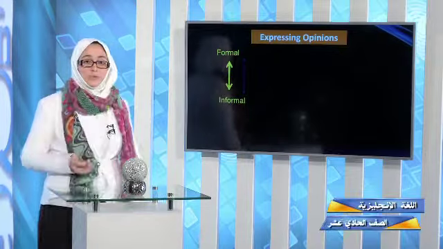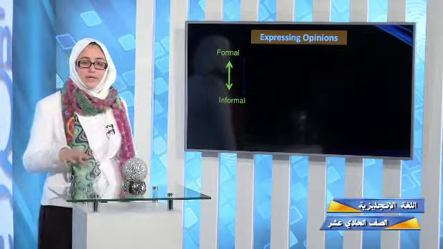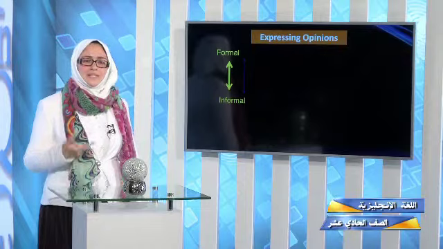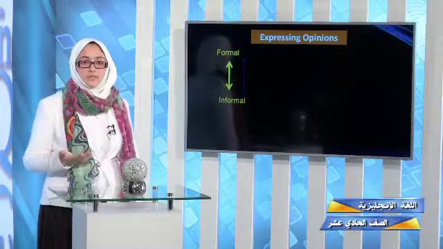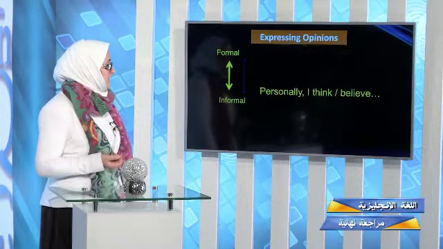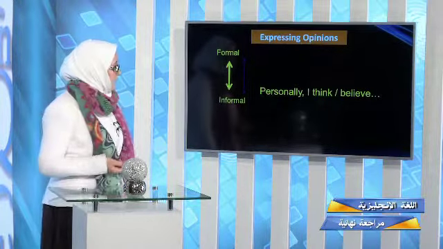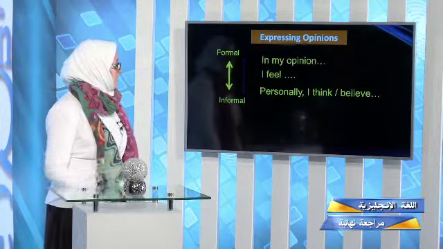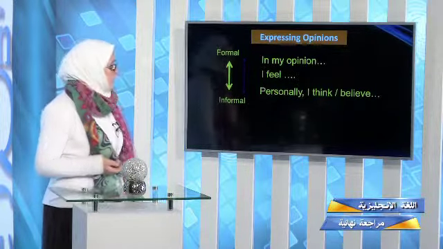For expressing opinions, of course, we have the formal response as well as the informal response. So depending on the situation we are put in and the people that we are speaking to, whether they are friends, family, acquaintances, maybe we are put in a professional situation, that informs our response. And with expressing opinions, we can say things like, personally, I think, or personally, I believe. And we can say, I feel, if we are discussing emotions. And in my opinion, of course.